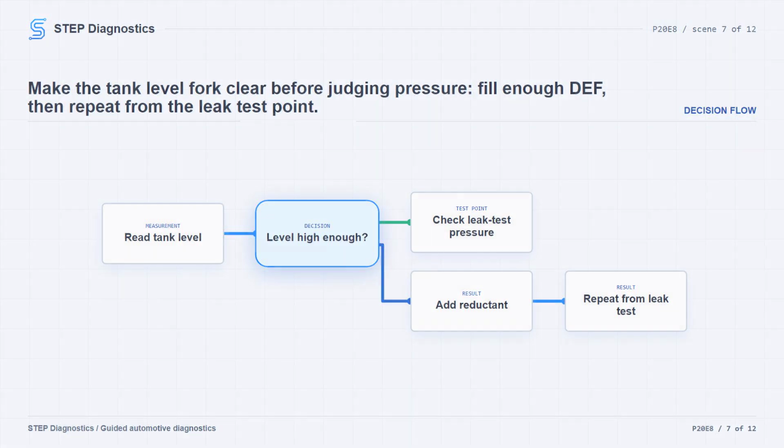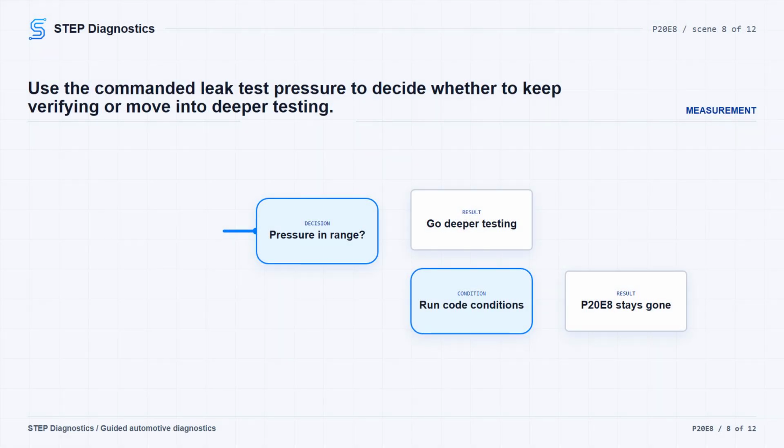The expected pressure is 450 to 550 kilopascal, or 65 to 80 psi. If pressure is outside that range, move into the circuit and system testing path. If pressure is within that range, continue by reproducing the operating conditions for the code or the captured conditions if you have them. If P20E8 sets again, go to the circuit and system testing path. If it does not set, this verification path is complete.